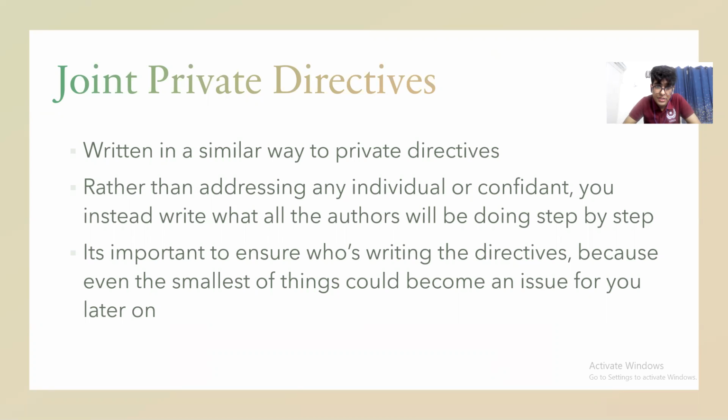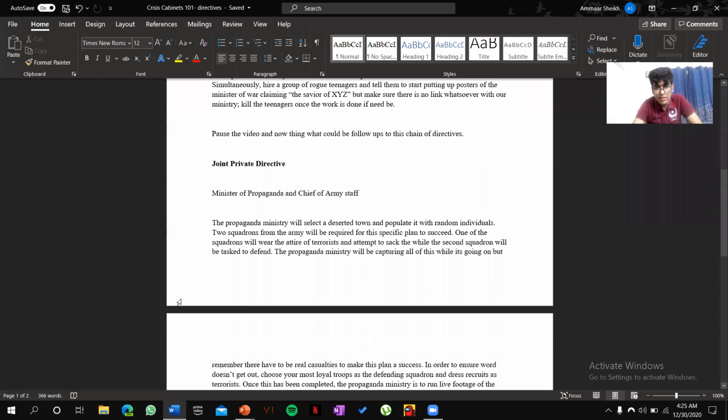With joint private directives, the biggest benefit is that it allows you to connect with delegates and see their thought processes as well. It also allows you to carry out things that you probably wouldn't ideally be able to do on your own. And if you're wise, you can use these joint private directives against other delegates. I'll show you how.